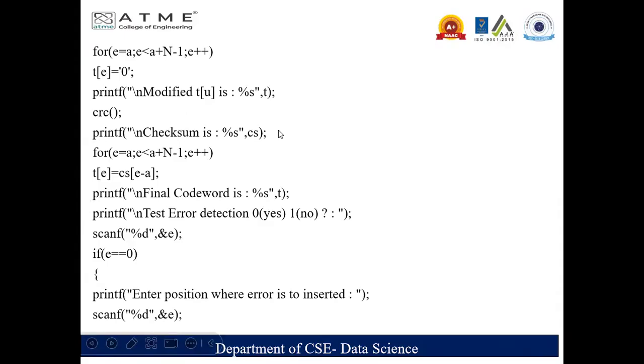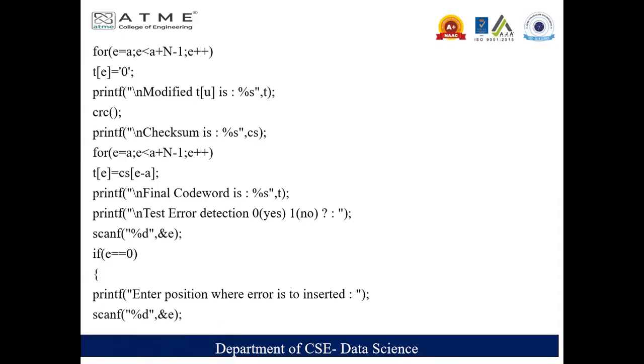So what is the checksum? Whatever remainder we get is the checksum. So it is going to print the checksum. Now you have to append that checksum into the data. Here it runs the loop, and wherever the zeros were appended, it will now replace them with the checksum. So all the zeros are removed, the checksum is appended, and it prints the final code word.